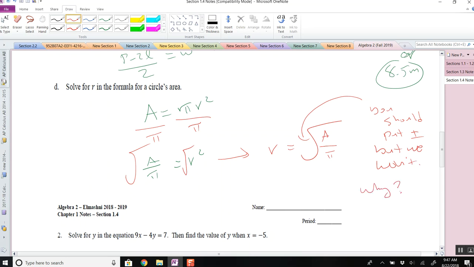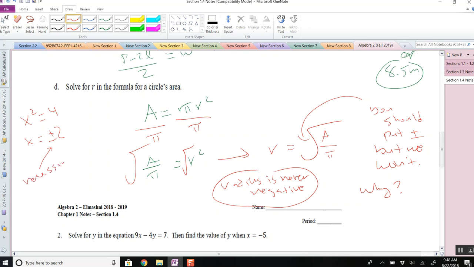Why? Well, here's the thing. Radius is never negative. So, of course, I don't want to put a negative. That'd be crazy, right? But in general, when you are square rooting to solve for a variable, like say if x squared equals 4 off to the side, sure, x equals 2, but also equals negative 2. So that's why you have to keep the plus or minus in mind when you're square rooting to solve.